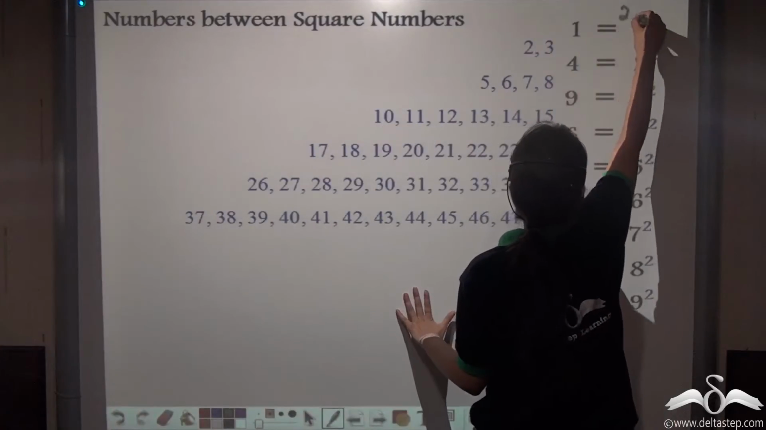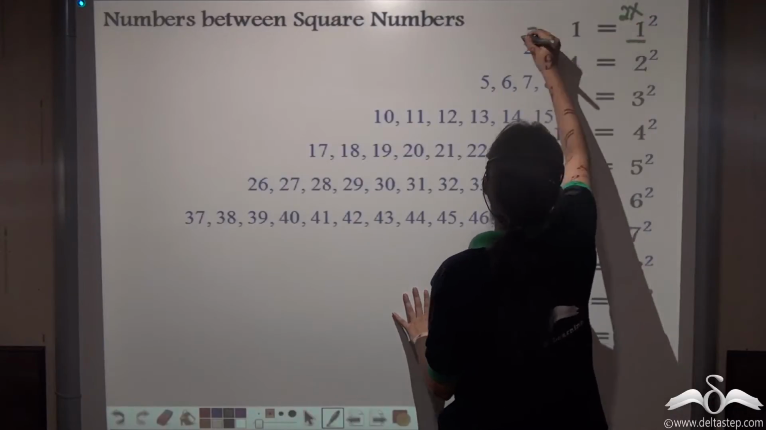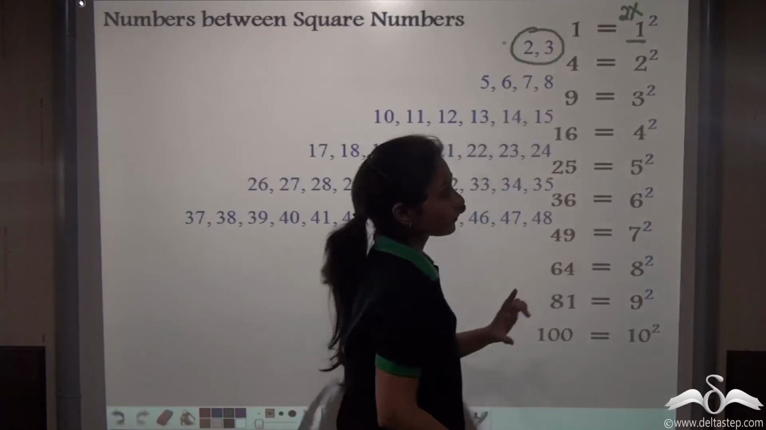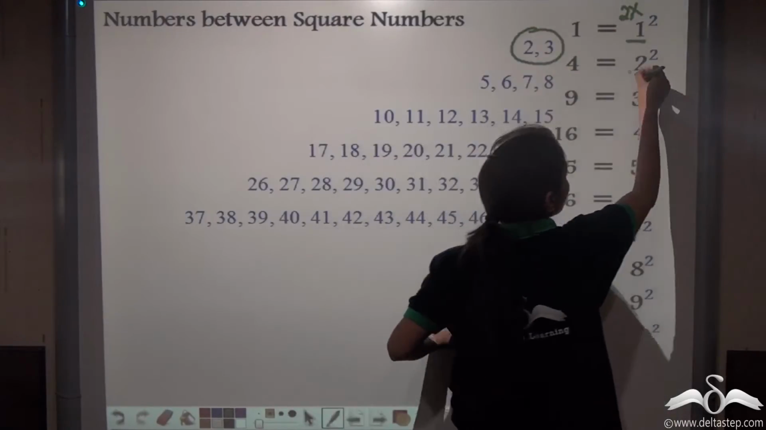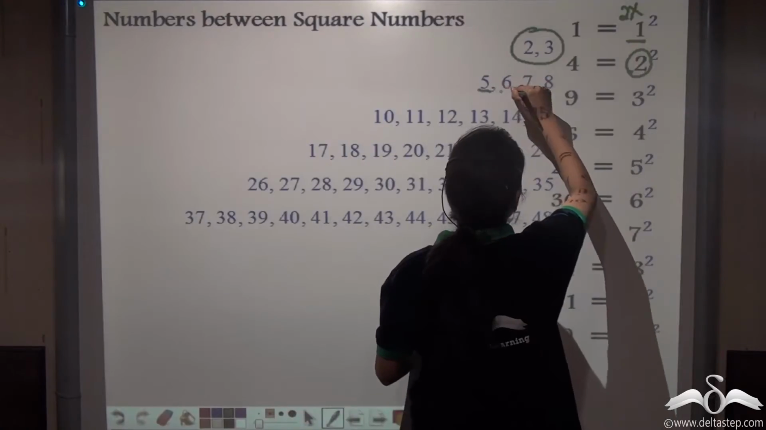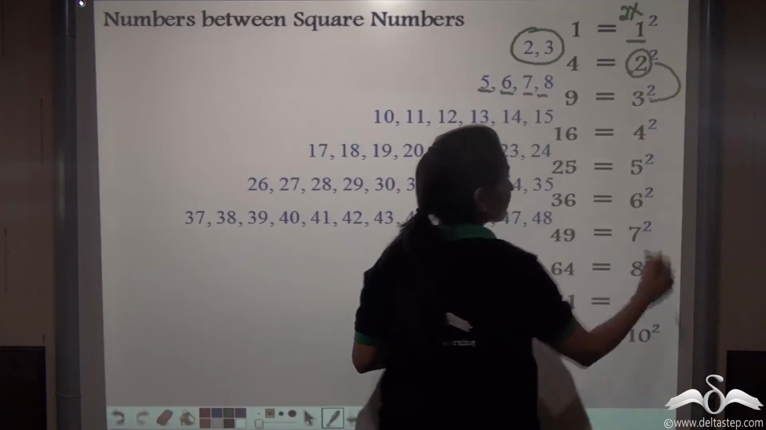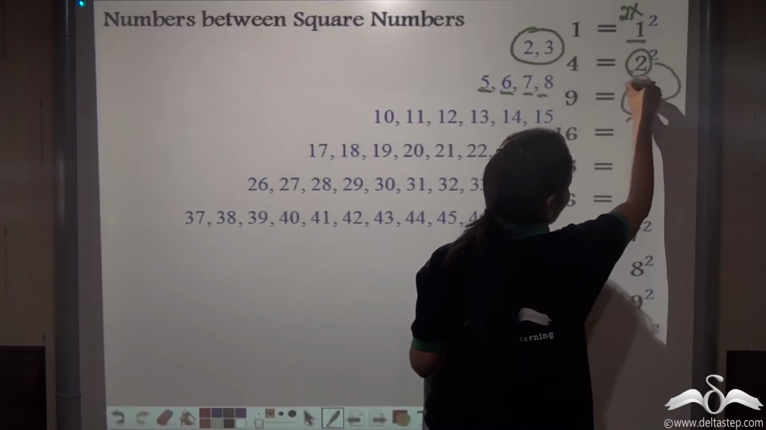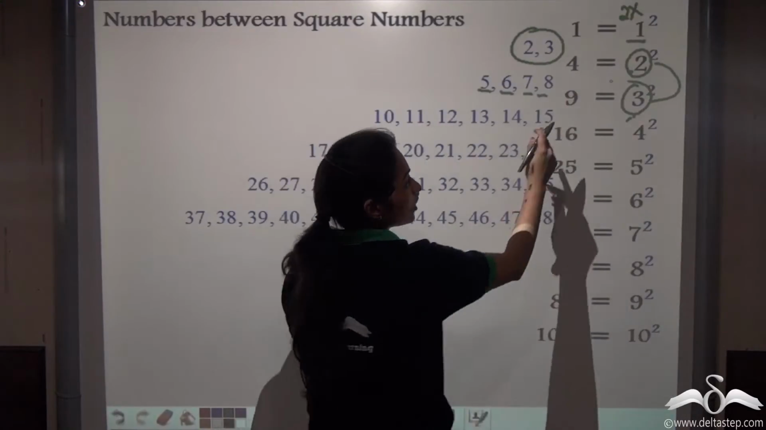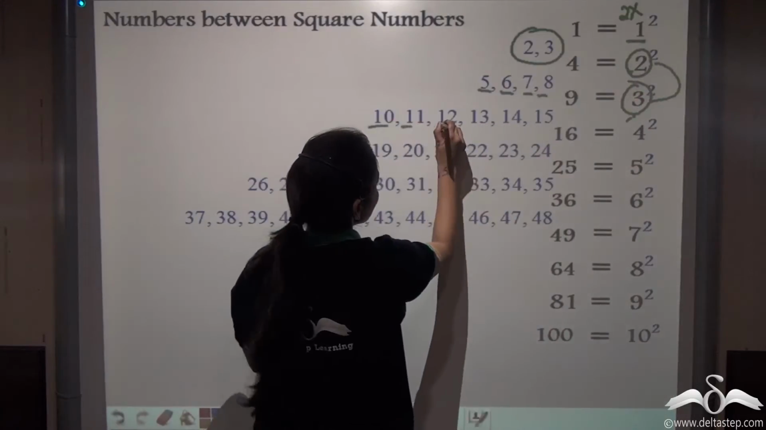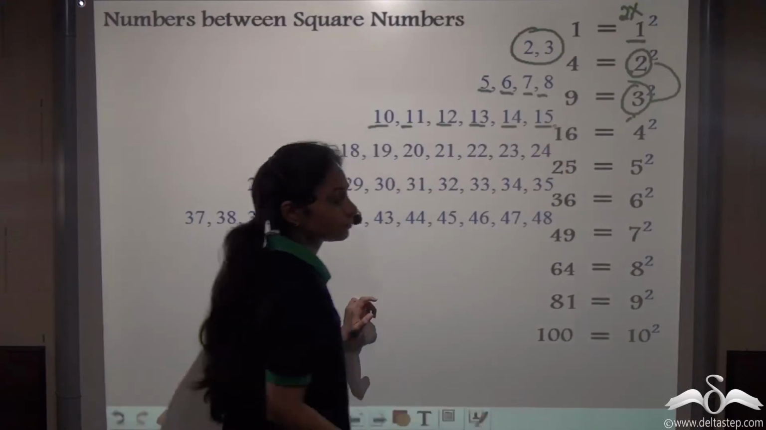2 into 1 gives us 2. So 2 numbers between 1 square and 2 square. Similarly, 2 into 2 gives us 4. That means 4 numbers between 2 and 3. Again, 2 into 3. That means 6. So there are 6 numbers between 3 and 4. 1, 2, 3, 4, 5, 6.